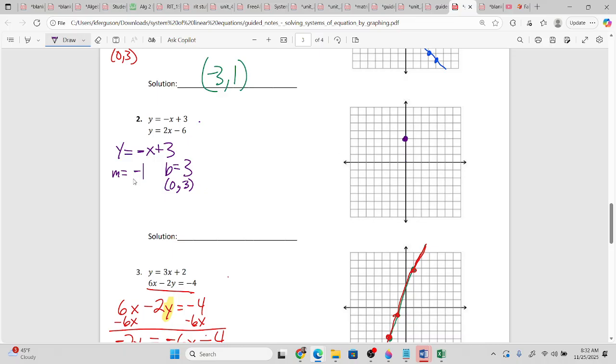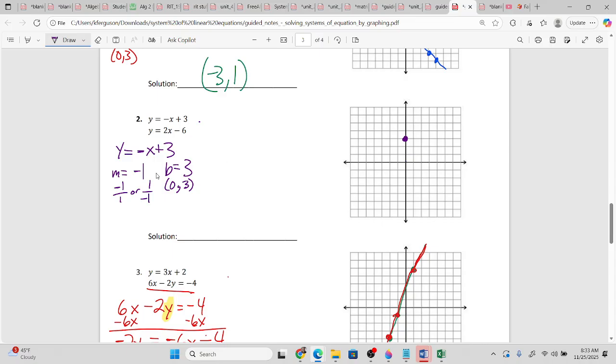The slope is -1. That means it's either -1 over 1 or 1 over -1. Does anybody have any questions on how I got those two things? A -1 means I'm going to have a negative divided by a positive, and it doesn't matter which way I do it. It doesn't matter if the negative's on top or on bottom.